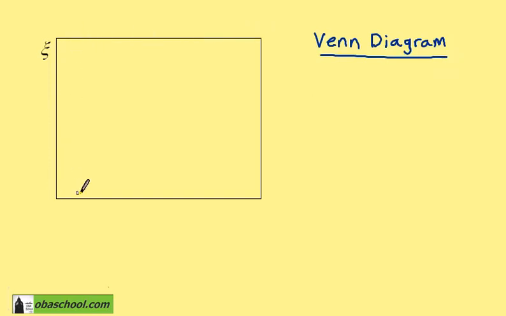The rectangle here represents something called the universal set. This symbol means universal set. The universal set sounds like it must be a vast collection, but actually it just contains everything under consideration at this time.